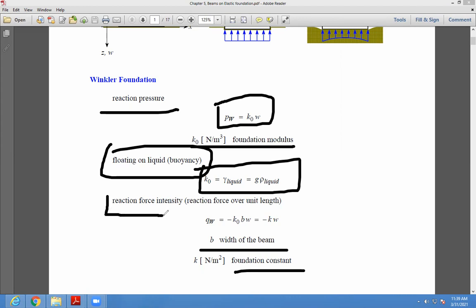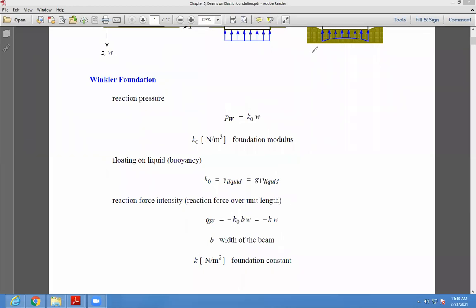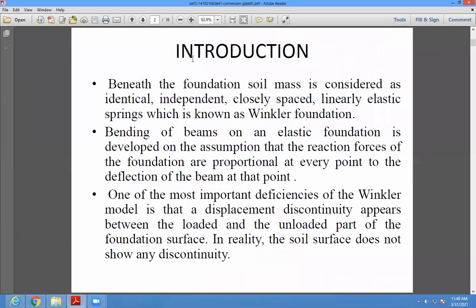The reaction force intensity, that is, the reaction force over unit length, q_w is equal to minus K naught b w, which is equal to minus k w. So K naught b is nothing but k, where b is the width of the beam and k is the foundation constant. This we have to consider in a Winkler foundation, in the case of beams on elastic foundation.